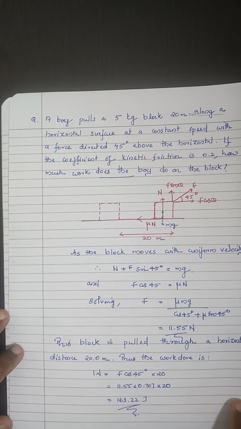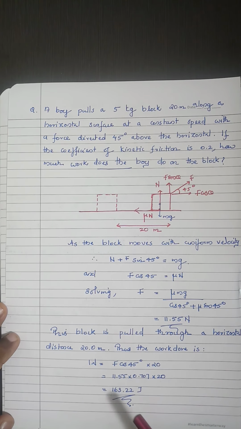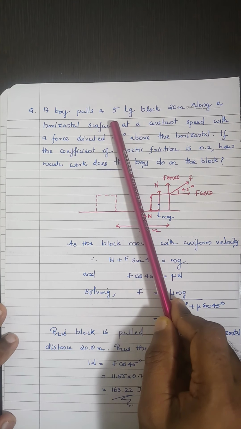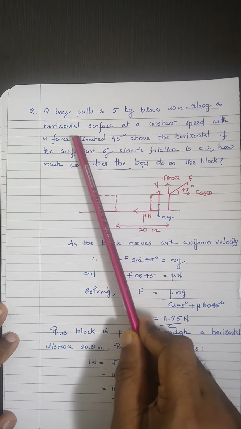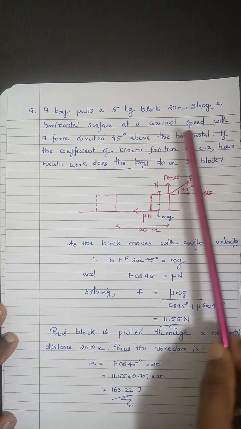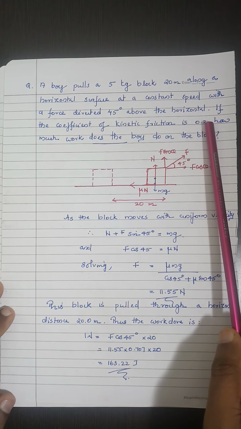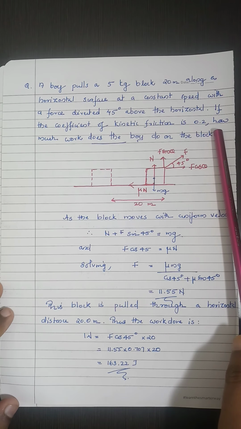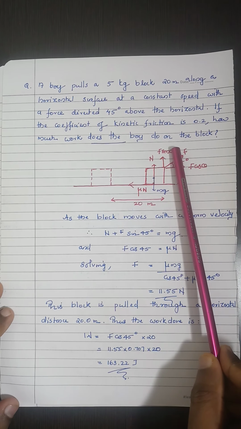The next, a good question. A boy pulls a 5 kilogram block 20 meters along a horizontal surface at a constant speed with a force directed 45 degrees above the horizontal. If the coefficient of kinetic friction is 0.2, how much work does the boy do on the block?